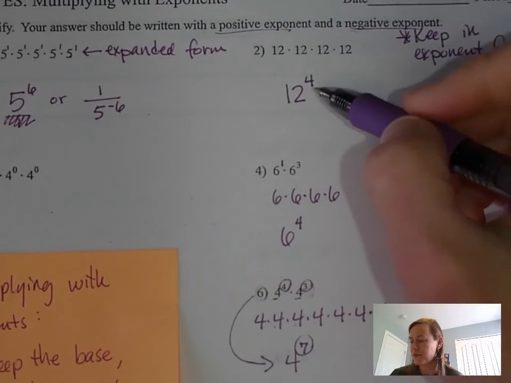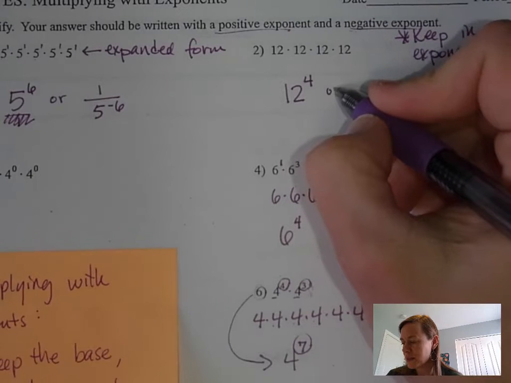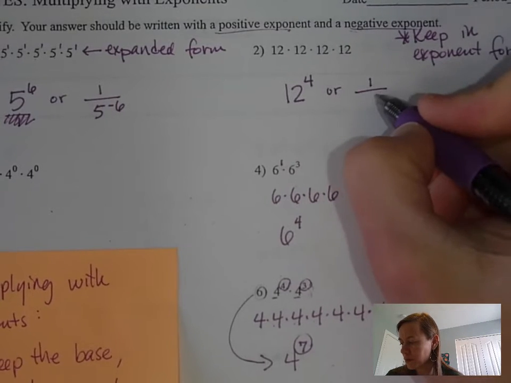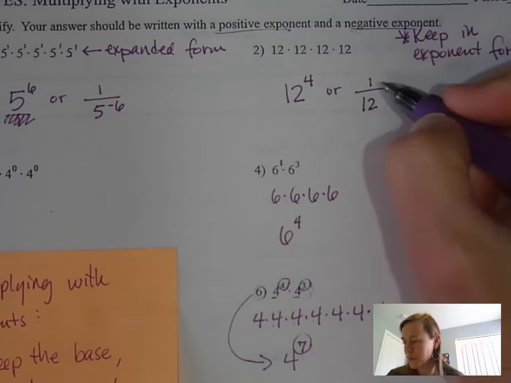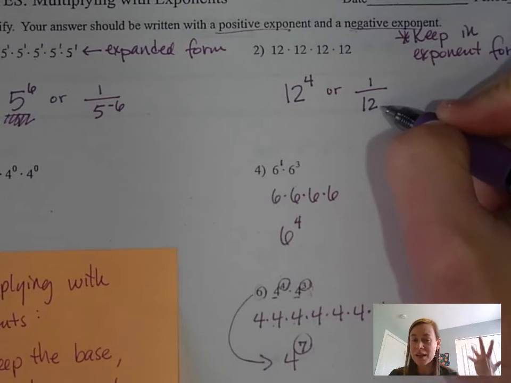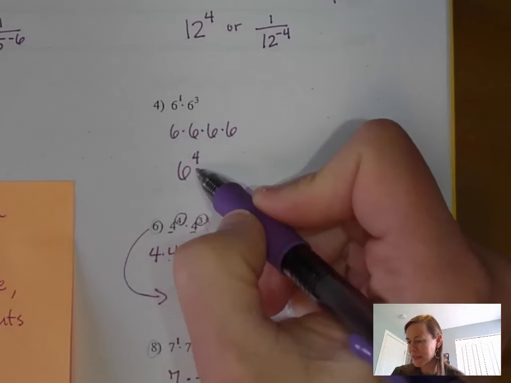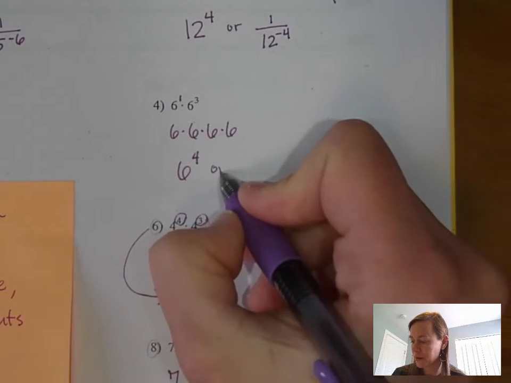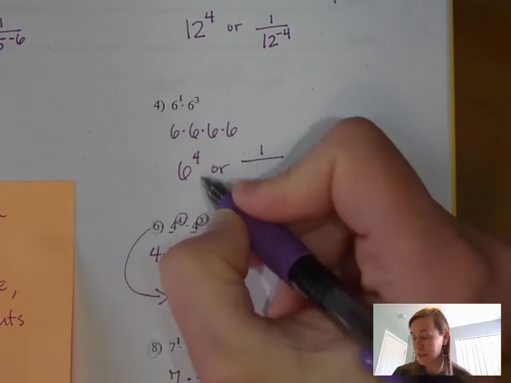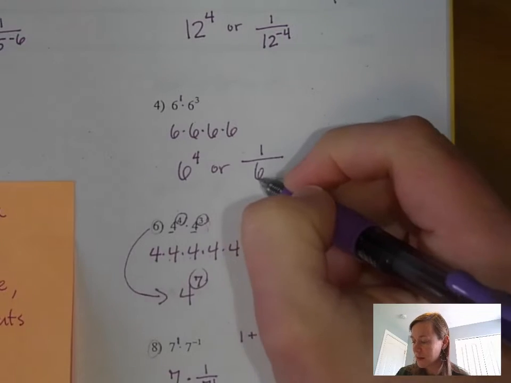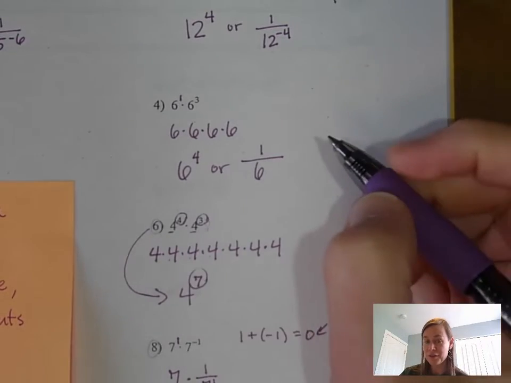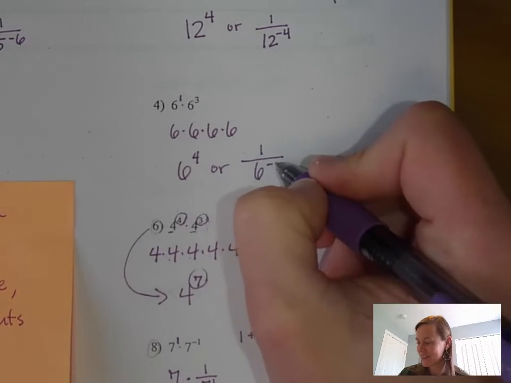Okay, now let's do the 12. What's the 12 going to do? It's going to jump below like that. And then what about that 4? We're going to keep it as a 4, except we're going to make it negative. Good. Okay, what about this 6 to the 4th power? All right, we're going to put it under the 1. We're going to jump it to the other side of the fraction bar. Keep the 6 like it is. Take the 4 and make it negative.